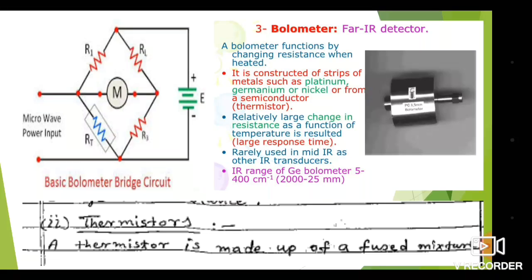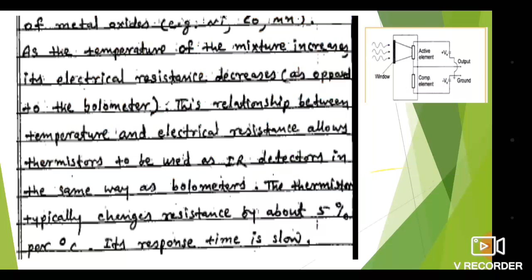The next one is the thermistor. A thermistor is made up of a fused mixture of metal oxides. As the temperature of the mixture increases, its electrical resistance decreases, as opposed to the bolometer.